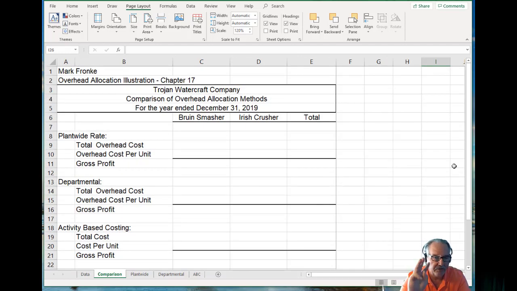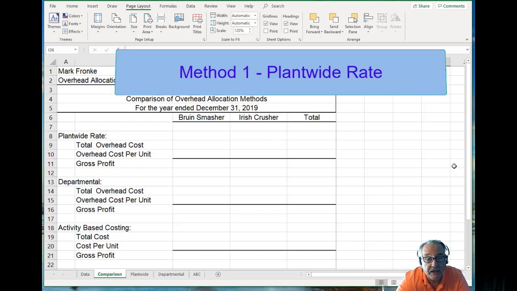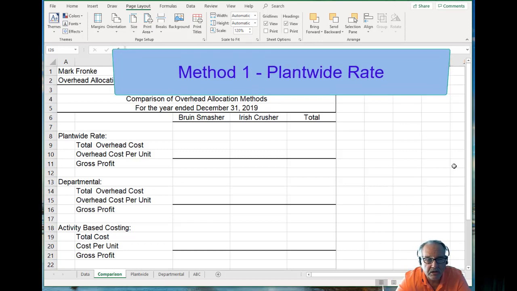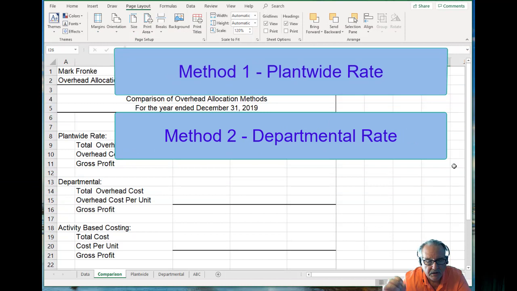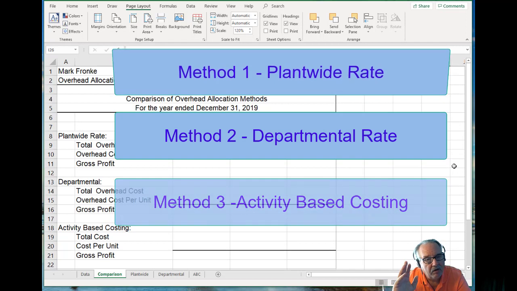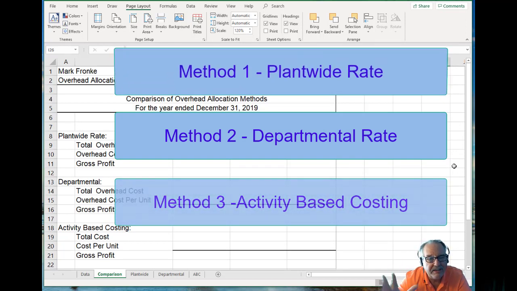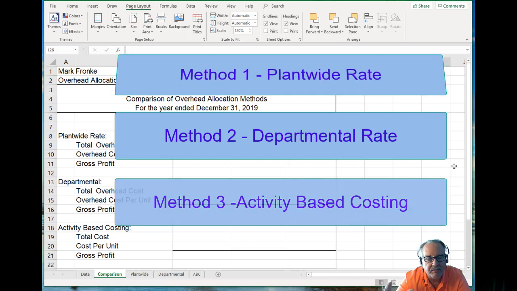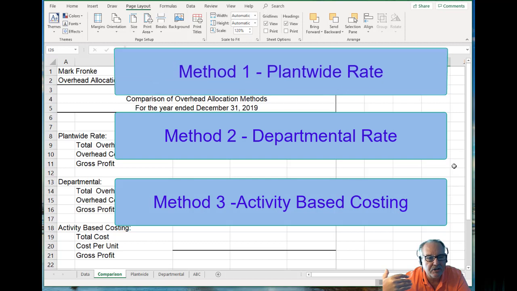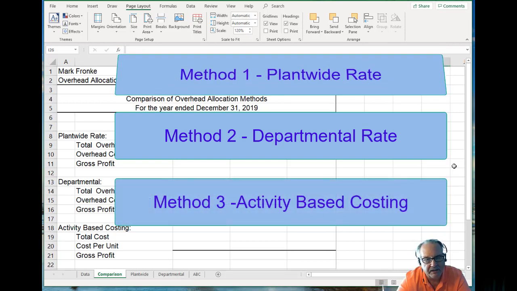the three methods. There's three methods for allocating overhead in Chapter 17. There's the Plantwide method, which we've used already in Chapters 15 and 16. There is the Departmental method, which we used in Chapter 16 for process costing. And then there's activity-based costing, or ABC. Now, all three of these methods use really the same basic concept of taking the cost and dividing it by some sort of an allocation base and then applying it to the products.